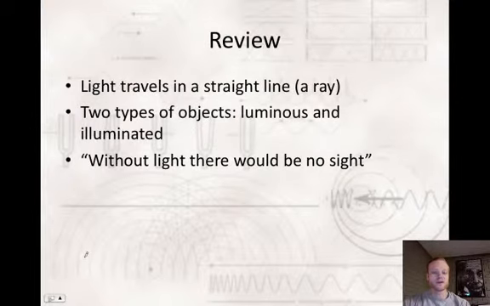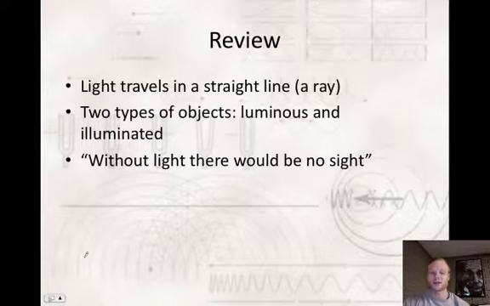Just a quick review, light does travel in a straight line, which we call a ray. If you think about a flashlight and the beam of light that a flashlight creates, that's how all light travels in a straight line. And also we talked about in previous lessons two types of objects. There's something called a luminous object, which would be something like the sun, a light bulb, a flashlight, something that actually produces light, and an illuminated object, or something that is basically having light hit it, and that's what's allowing us to see the object.